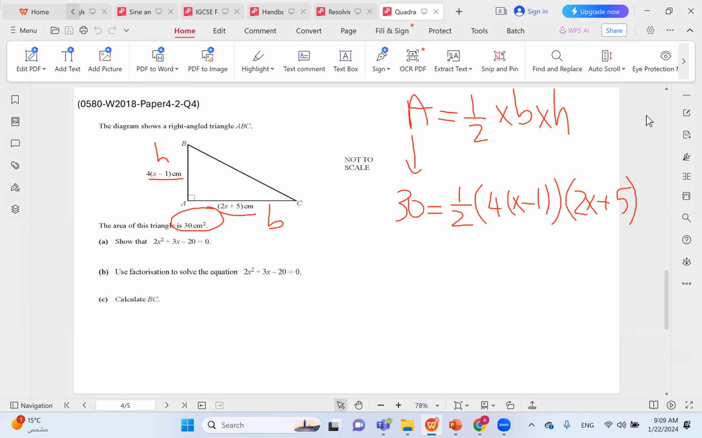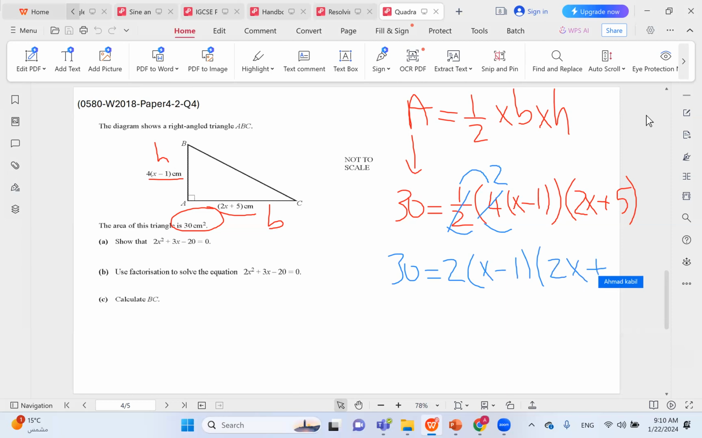Now, in order to do this, I'm just going to first multiply half by 4. And I don't need to distribute yet because these are multiplied by each other. You don't have anything plus or minus, so there's no distribution yet. So all you have to do is just cancel out the half with the 4, and you just get 2 instead of the 4. So now we have 30 equals to 2 multiplied by (x minus 1) multiplied by (2x plus 5).